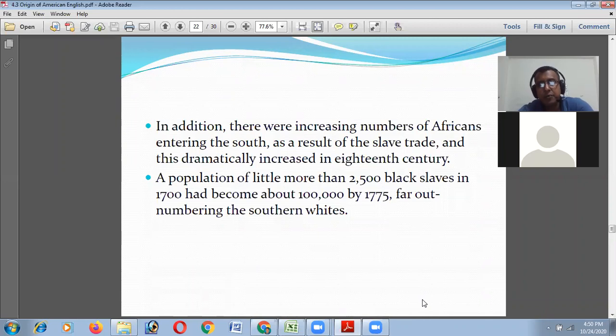A population of little more than 2,500 black slaves in 1700 had become about 1 lakh by 1775. That means within 75 years, nearly 50 times the number of slaves were caught from Africa and sent to the American continent.